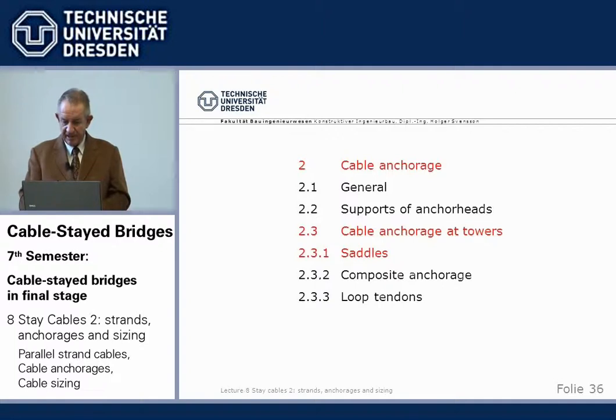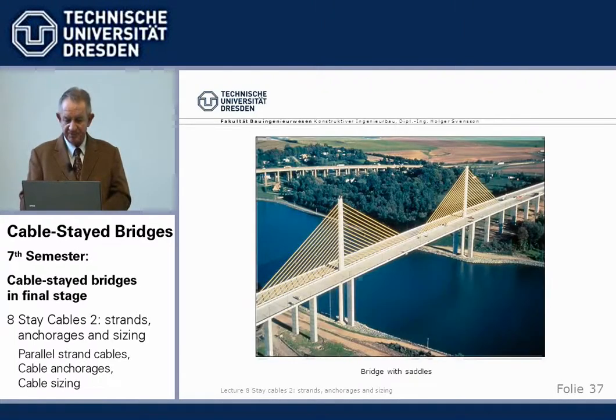Now, I wanted to have a word on the cable anchorage at towers, because that is more varied than at the beam. At the beam it's normally always the same. I start with the more unusual, and that is that we anchor the stay cables at the tower not separately, as we normally do, but we have them continuous, running through from beam through the tower again to the beam.